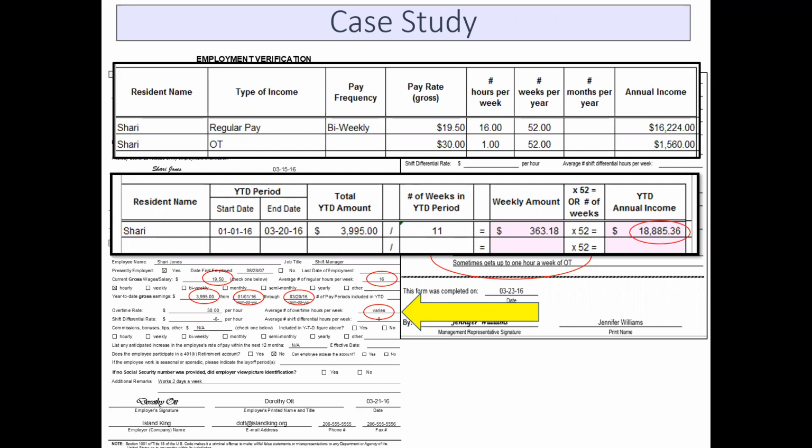You would then want to compare those two and see which number you're going to count. And because the $18,885 is more than the regular pay plus the overtime pay above added together, the $18,885 is what would be used for Sherry's income.